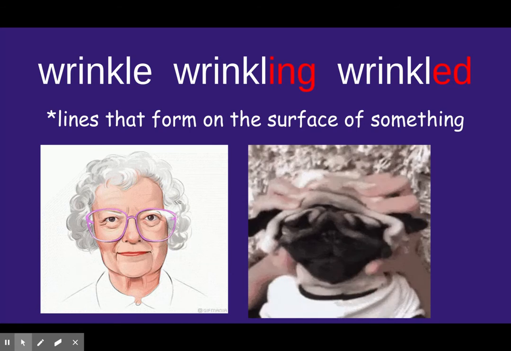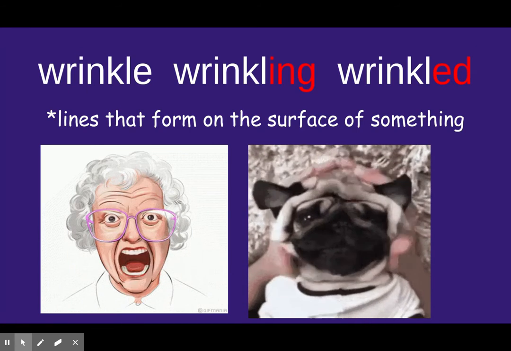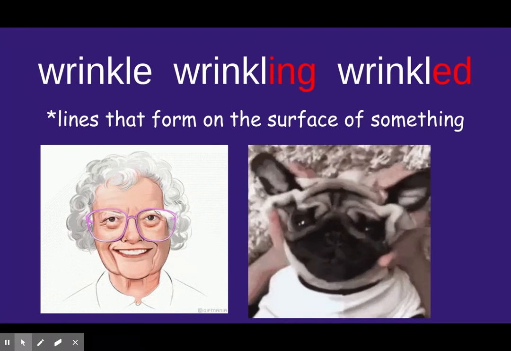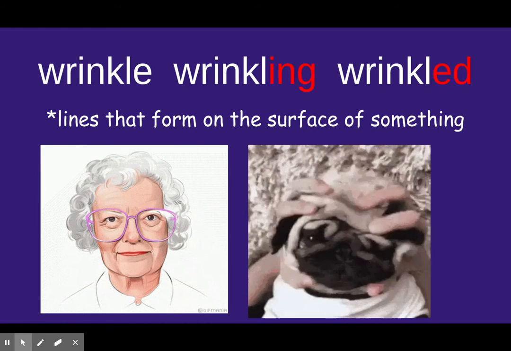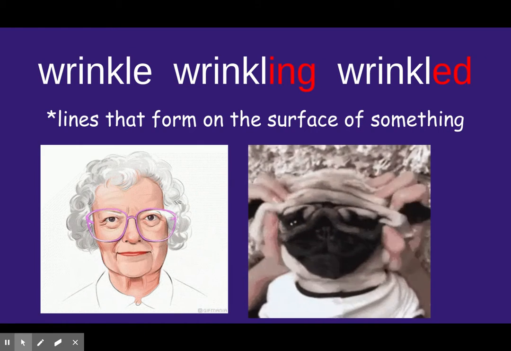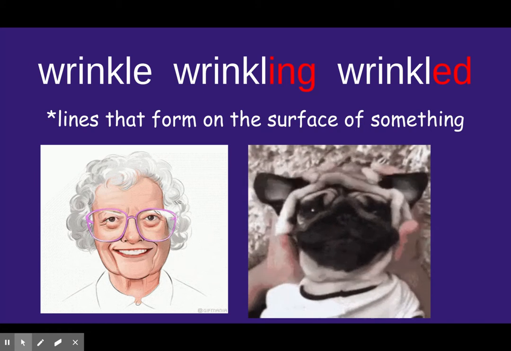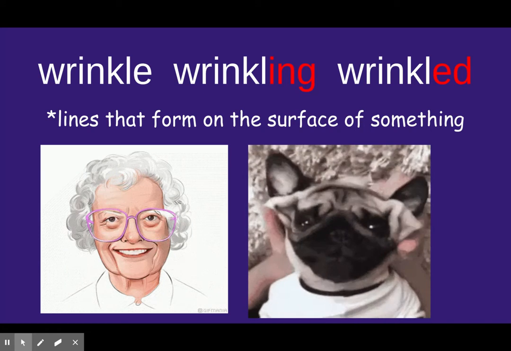Okay, our next word is wrinkle, and it is a verb. It's wrinkling or wrinkled because you can add the ing and the ed to the past tense. And what wrinkles are, they're lines that form on the surface of something. You can have wrinkles in clothes. You can have wrinkles on your face.